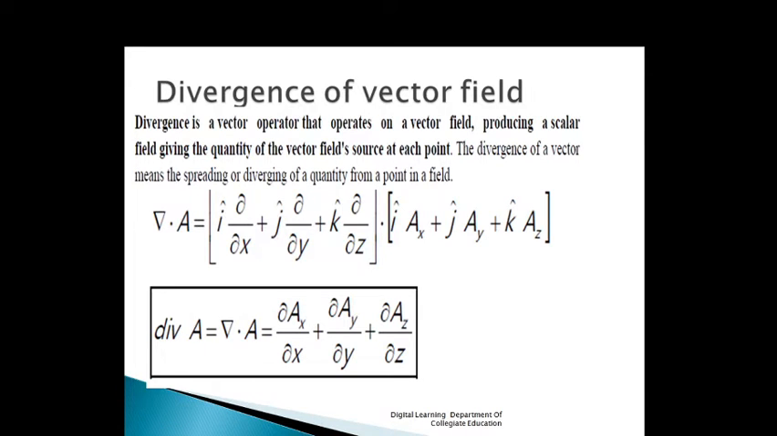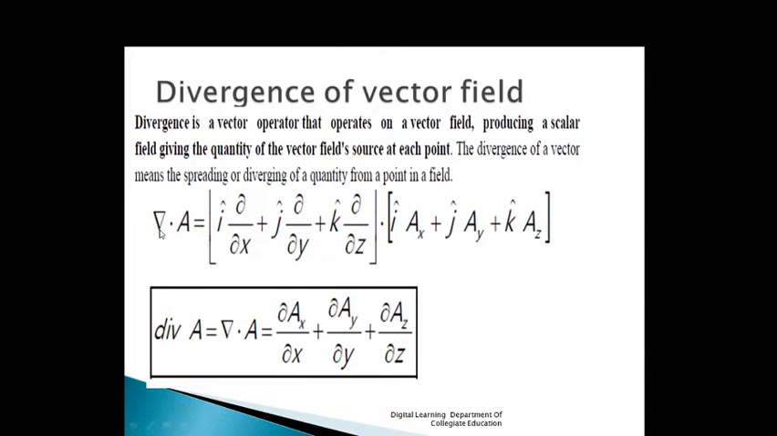Let us discuss divergence of a vector field. Divergence of a vector field is a vector operator that operates on a vector field producing a scalar field, giving the quantity of the vector field source at each point. Divergence of a vector field means spreading or diverging of a quantity from a point in a field. Divergence of a vector field can be written as del dot A.